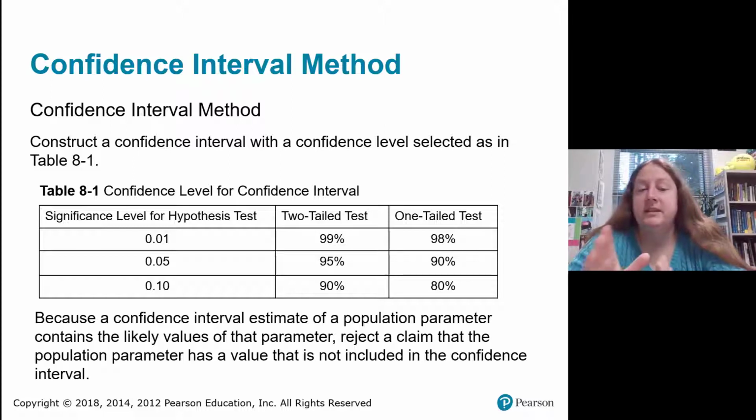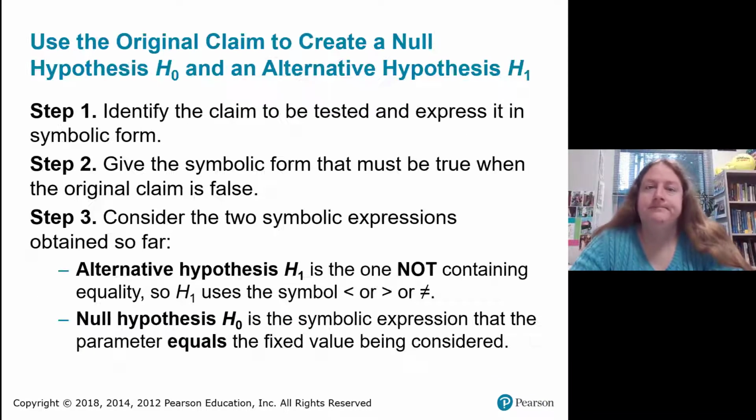You'll notice that for the two-tailed test, that's what we were dealing with in this confidence interval. If instead we were trying to look at simply greater than or less than instead of not equal to, then we would be dealing with the one-tailed test. All right, so because a confidence interval estimate of a population parameter contains a likely value of that parameter, we can reject a claim that the population parameter has a value that's not included in that confidence interval. And we were doing something like that when we were talking about confidence intervals. So that part is not new.